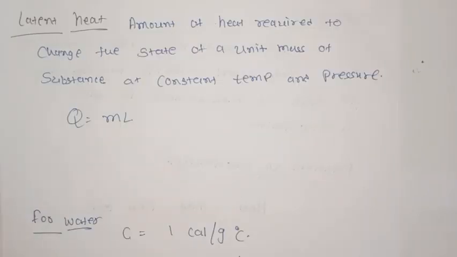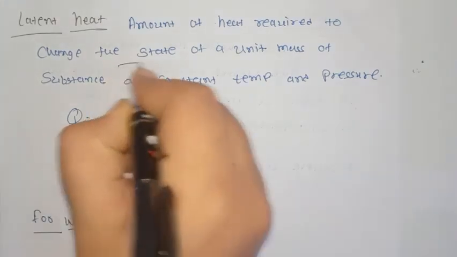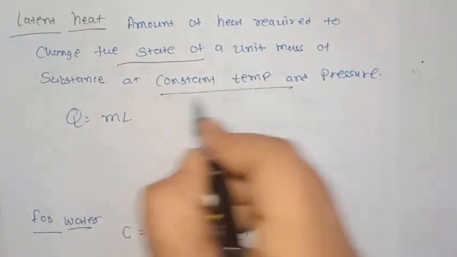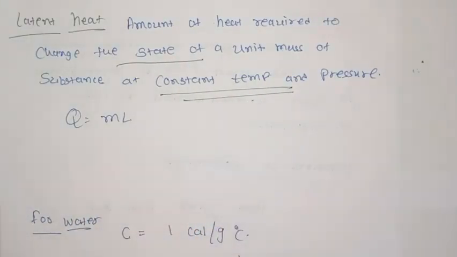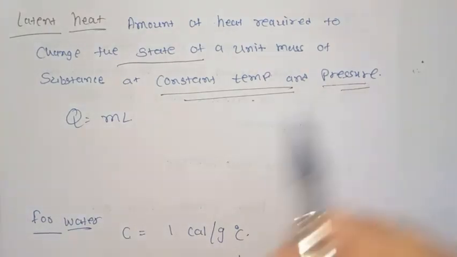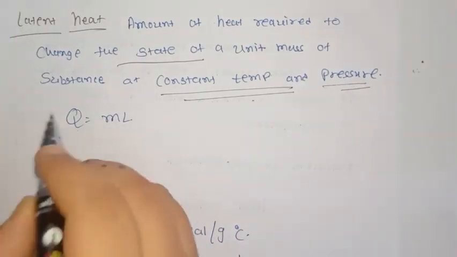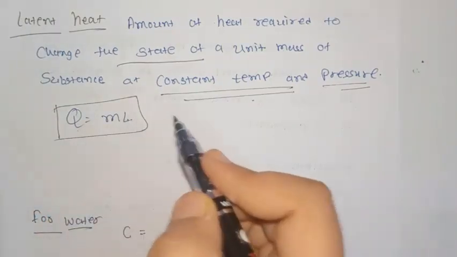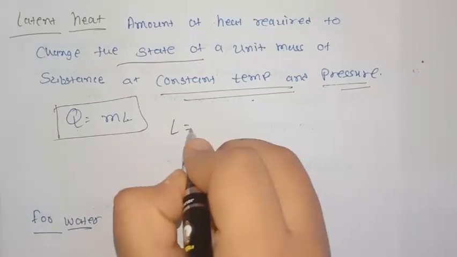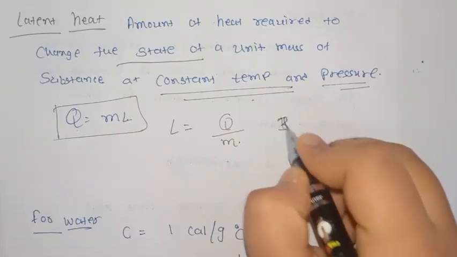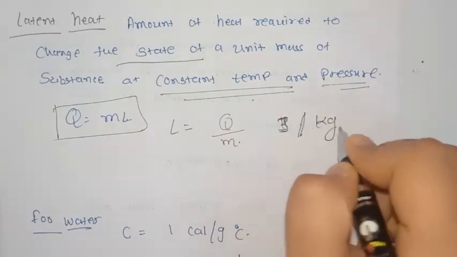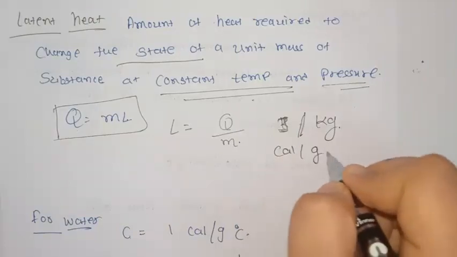Now let us understand the latent heat. It is the amount of heat required to change the state of unit mass of a substance at constant temperature. Here focus on this word, at constant temperature and pressure. So Q is equal to M into L, where L is the latent heat. So L can be written as Q upon M. SI unit will be joule per kg or calorie per gram, also we can use.